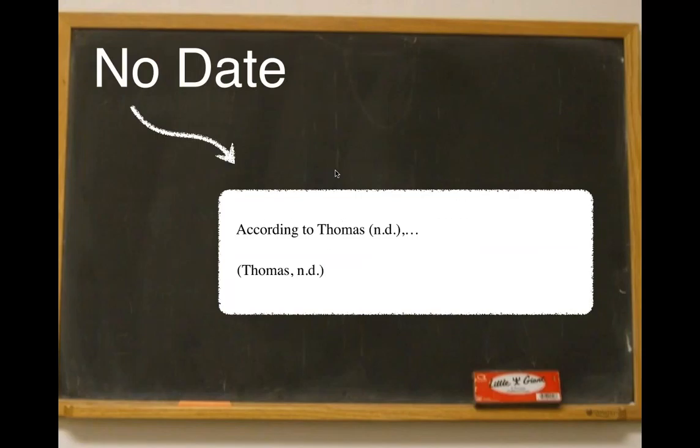If no date is listed, we use the abbreviation ND, which means no date. Again, we have the example of the signal phrase, so according to Thomas, and then parentheses ND. And then if you're not using a signal phrase, we have in the parentheses last name Thomas and then no date. You do need the periods separating the N and the D.